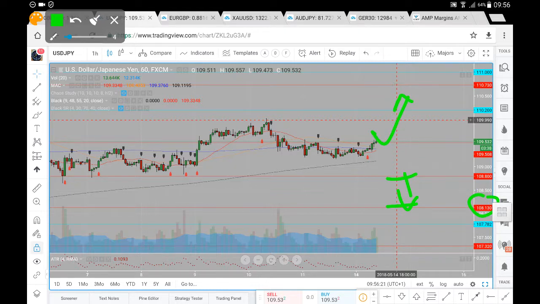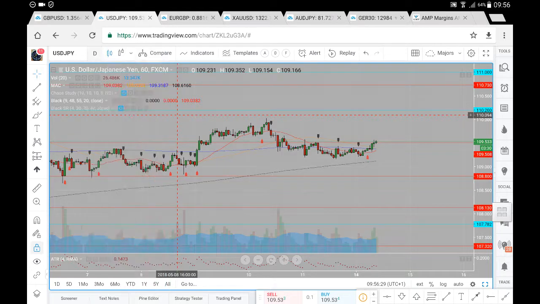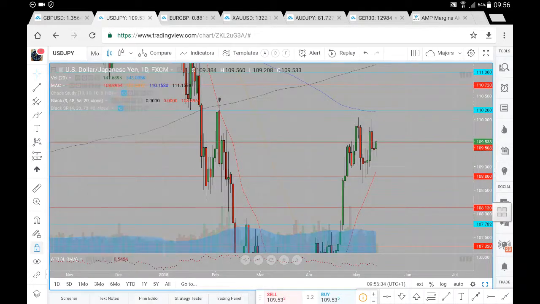Now, we did mention the 111 and the 110.20 being important levels. I will highlight that later on in the video. So what we'll do now is we'll have a look at the higher time frames.